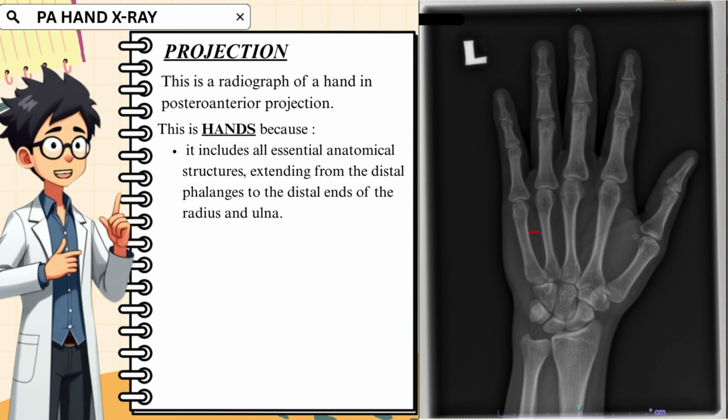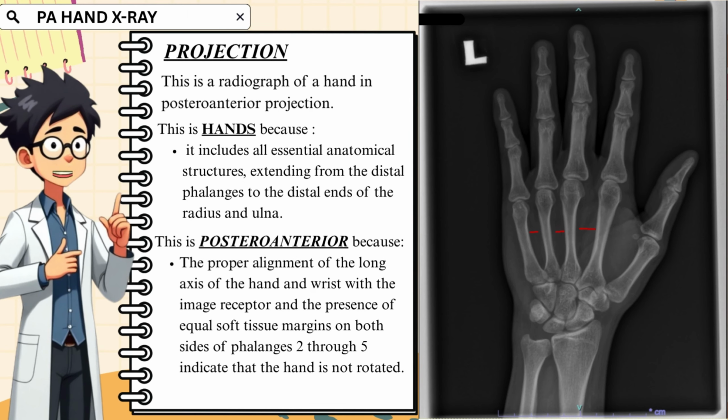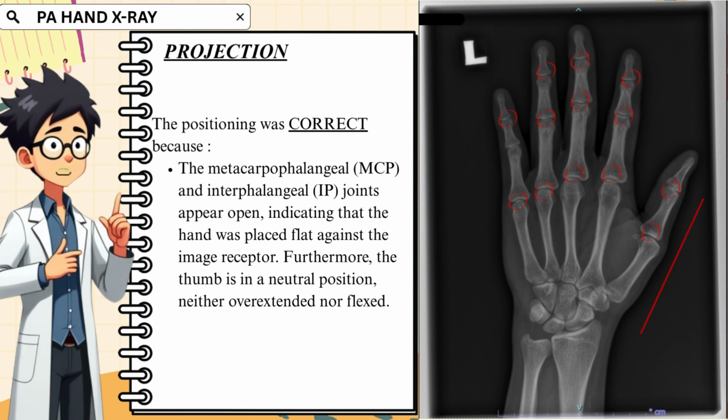It is confirmed as a PA projection because the long axis of the hand and wrist is properly aligned with the image receptor, and there is equal soft tissue visible on both sides of phalanges 2 through 5, indicating no rotation. Regarding positioning, this image demonstrates correct alignment. The metacarpophalangeal (MCP) and interphalangeal (IP) joints appear open, which suggests the hand was placed flat on the image receptor. Additionally, the thumb is positioned neutrally, not overextended or flexed, allowing clear visualization without overlapping adjacent structures.